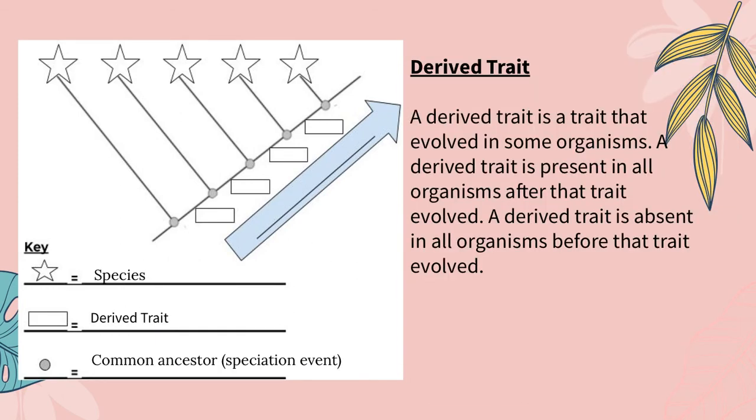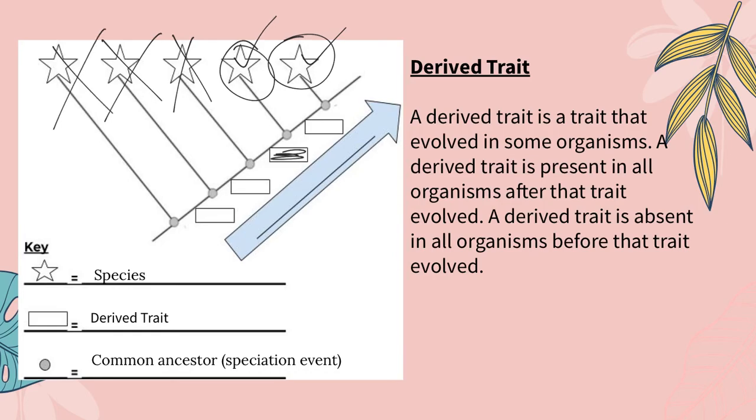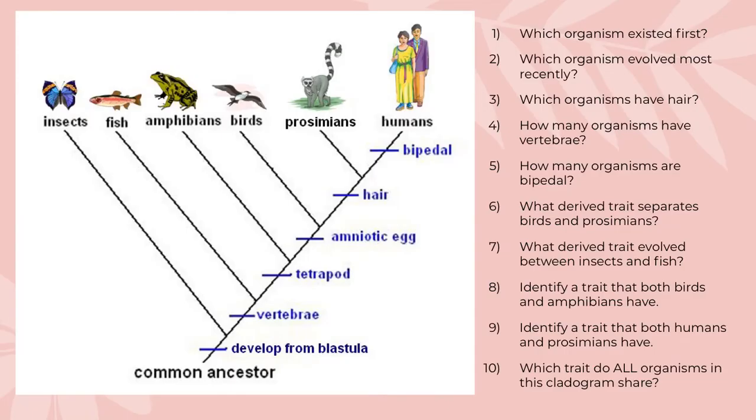So here we are. A derived trait is a trait that an organism evolved. A derived trait is present in all organisms after that trait, but absent in the ones before. So if we have a derived trait right here, these 2 species or organisms would have it, and these ones would not. So we're going to go ahead and do the first couple of these together, and I'd like you to fill it on your worksheet.